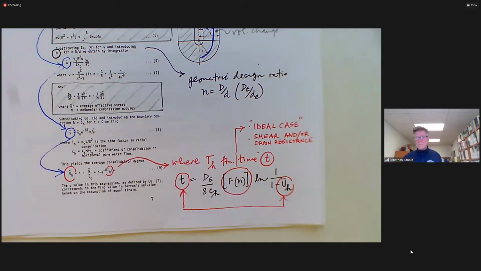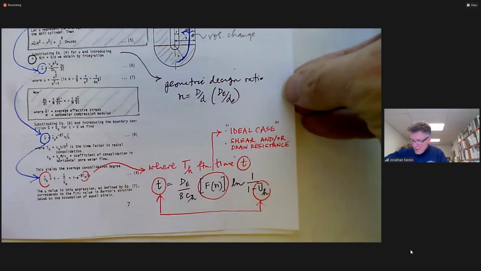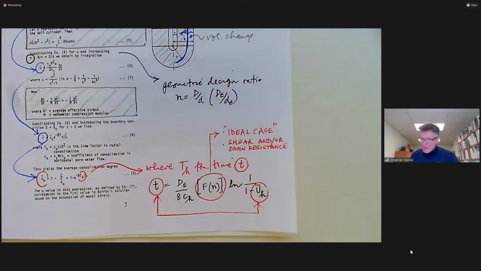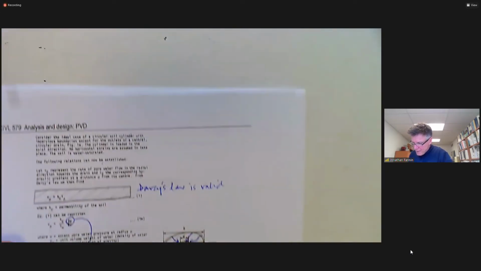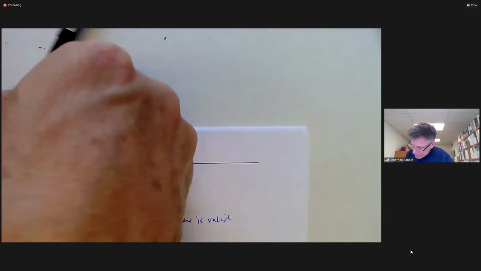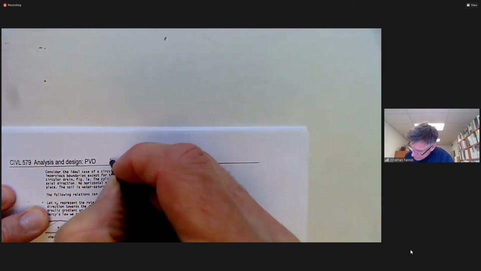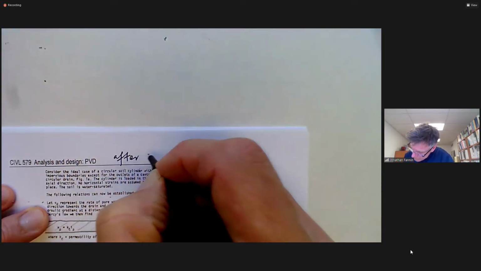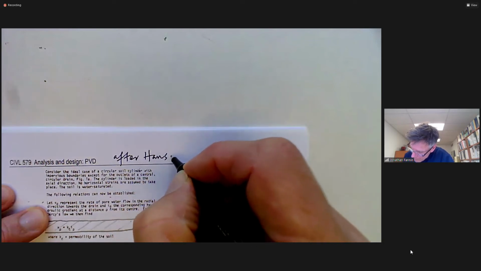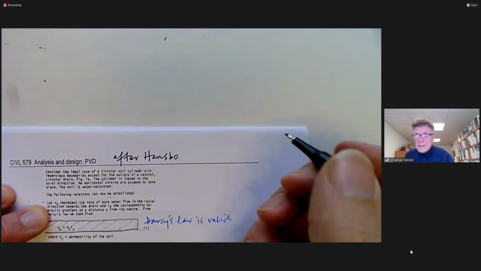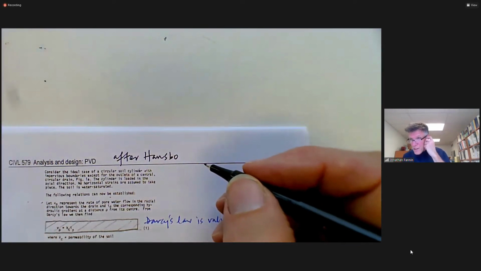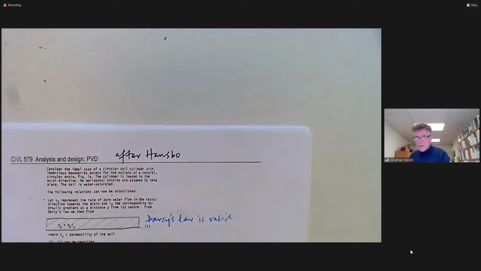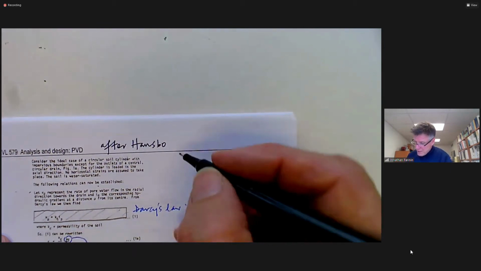Okay. So now we've set ourselves up. And this is a derivation that follows Hansbo's work. Okay. Let's go back. Hansbo did this in the 1970s. And revisited actually in a symposium in print for Geotechnical in the early 1980s, but after Hansbo.